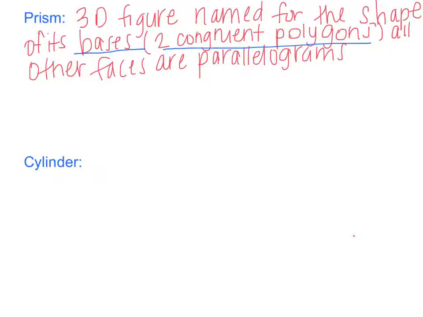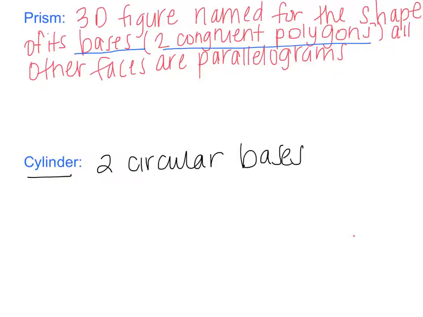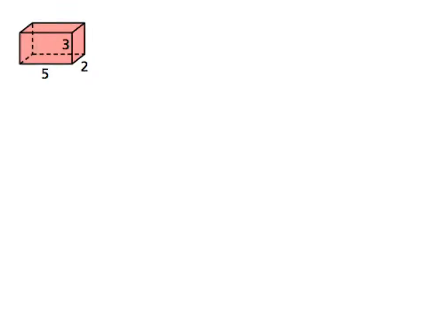And then all of their faces are parallelograms. A cylinder has two circular bases, so you can think of this as like a can. This is an example of a rectangular prism because the base of this object is a rectangle and the other sides are the parallelograms. So this is a rectangular prism.